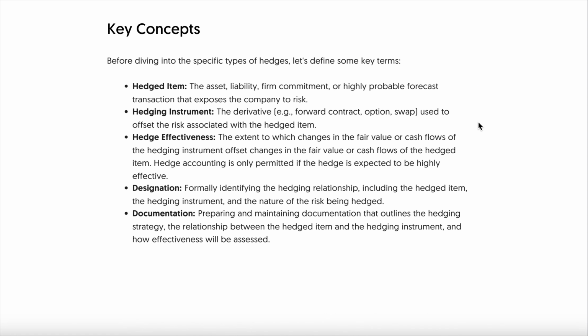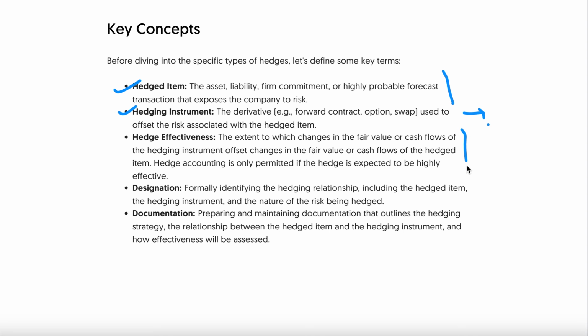Now, these are the key concepts which you should know. Hedged item. The hedged item is the item on which you are running the hedging instrument, which in other words is a derivative. So your hedged item could be an asset, it could be a liability, it could be a firm commitment, it could be a highly probable forecast transaction that exposes the company to risk. So on this you apply your derivative. And what is a derivative? It is your hedging instrument, made up of things such as forward contracts, options, and swaps, and these are used to offset the risk associated with the hedged item.